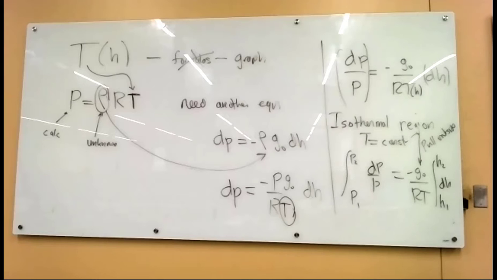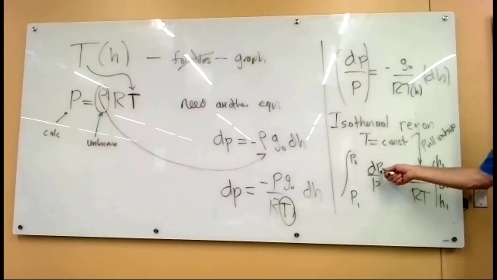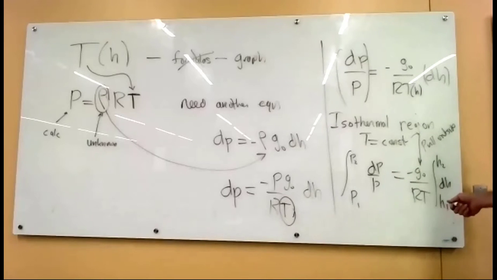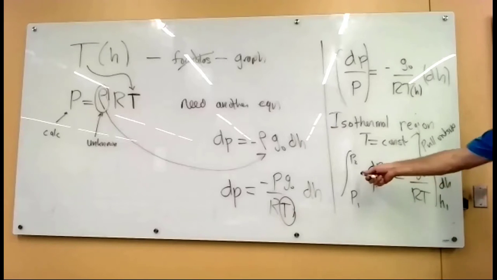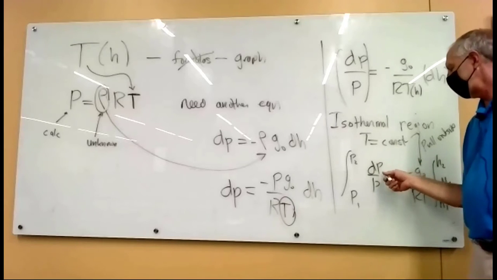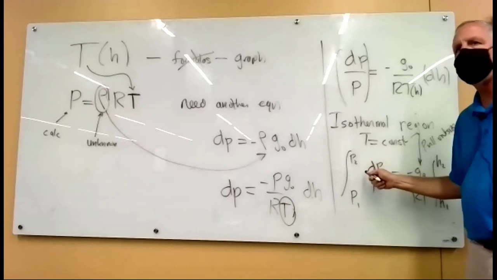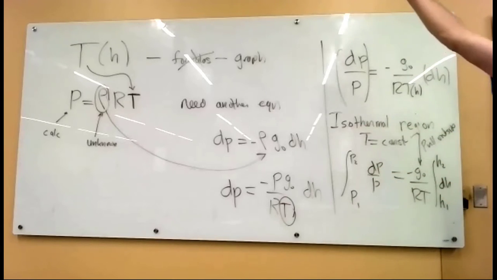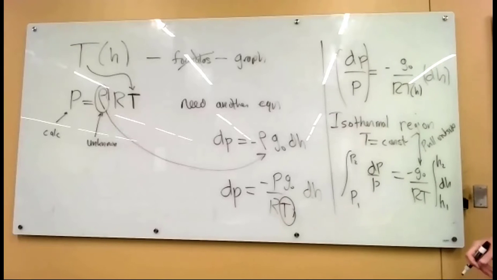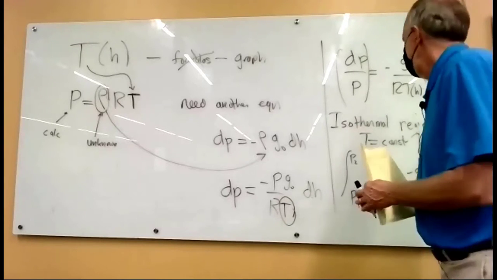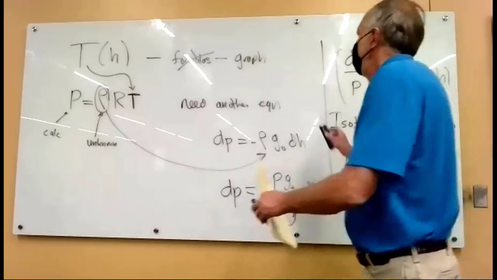And remember, integration is not magic, right? You've done this forever. We're just adding up all of these changes. So we're saying, well, we start at altitude H1, and we add up all the DHs until we get to H2. And on this side, as we do that, we start out at P1, and then we keep adding on to that P1 the extra dP over P's until we get up to the next altitude. And this one we can carry out exactly. We can get a formula.